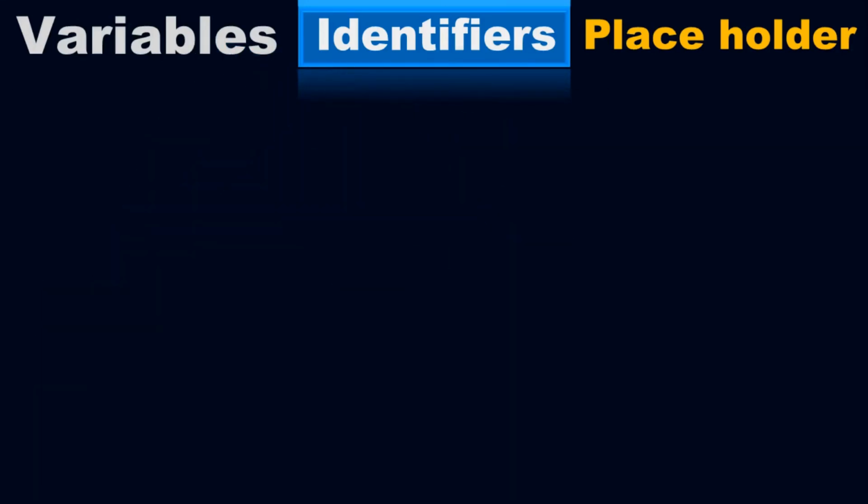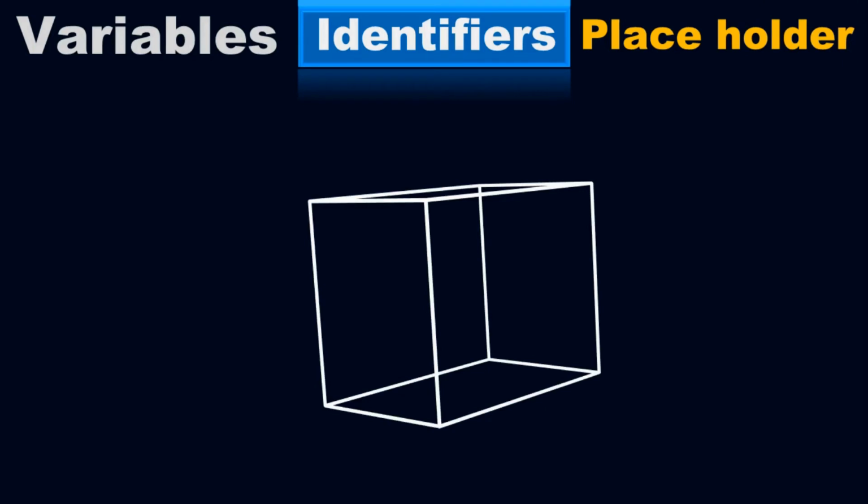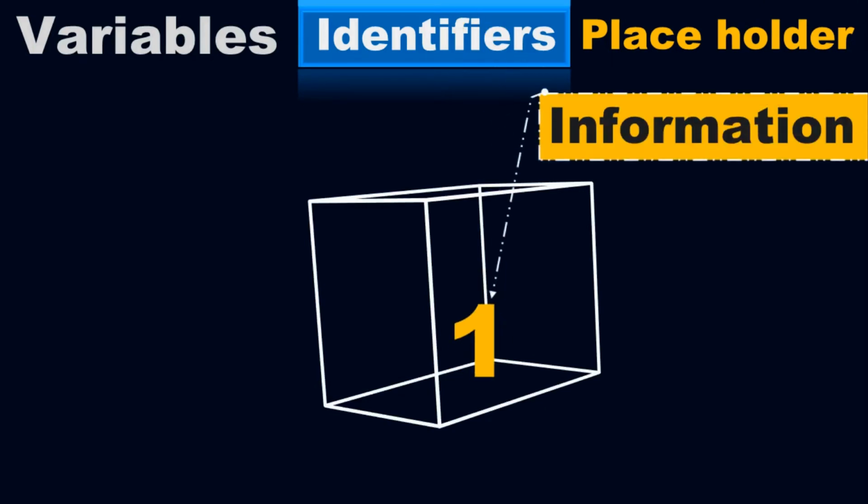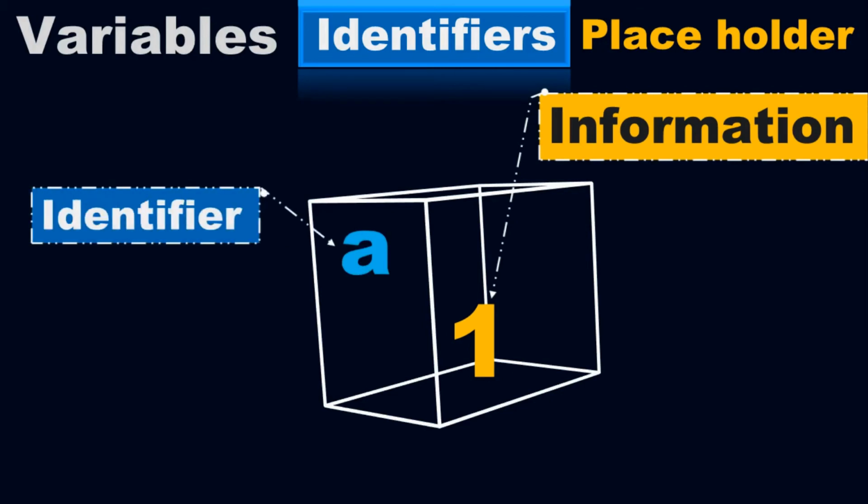Let me show you graphically. Let's suppose it is a box. This is my 1, which is my information, and this A is my identifier. Look, I have a box. Inside the box I have 1. What is 1? 1 is a kind of information that I have inside the box. This information is identified by this identifier A.